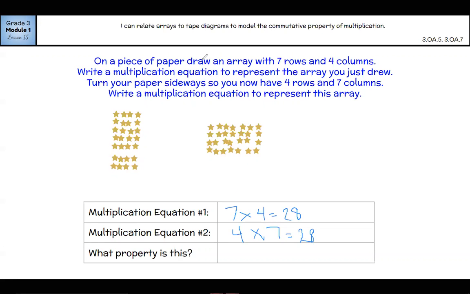So, remember to either draw them out. If you're digital, try to draw them out. If you have digital stampers, you can do that. If not, you can just draw it out, practice at home.